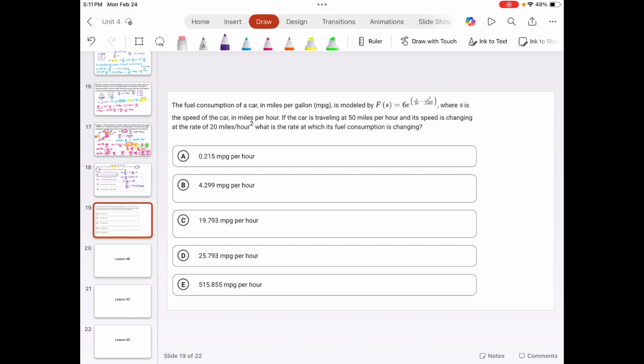So we're trying to figure out how the fuel consumption is changing. So I'm going to call that df dt. So df dt is what we're trying to figure out. That's the unknown. But it says that the speed, so speed in this problem is s. So it says that the speed is 50 miles per hour.